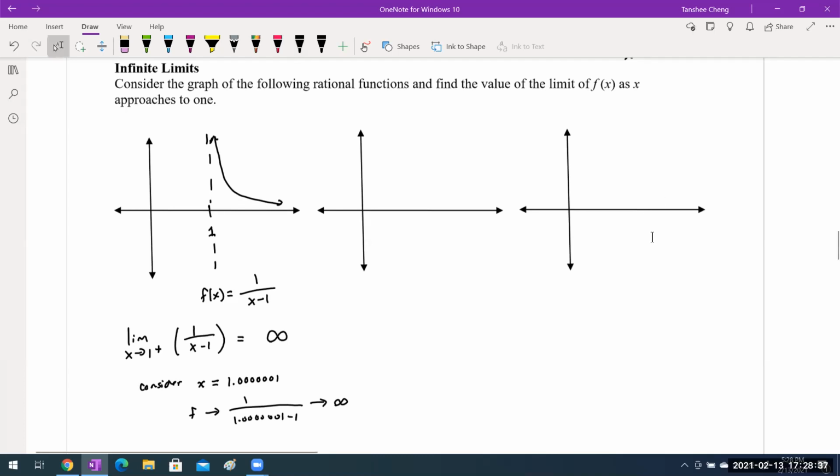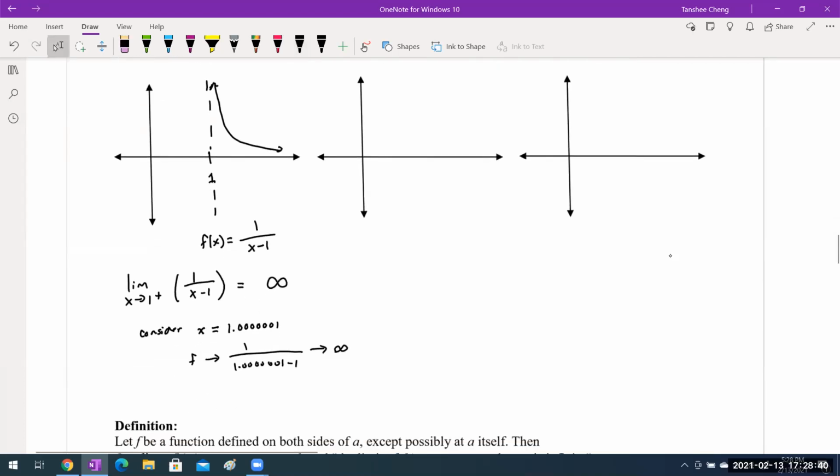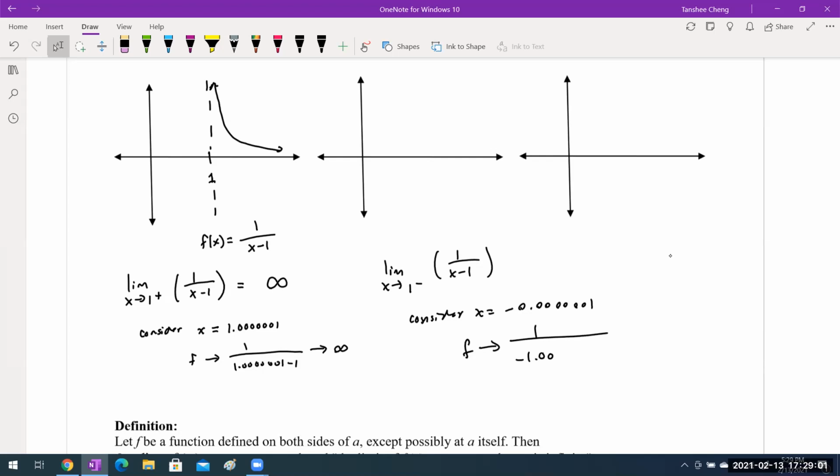And the same idea if I talk about the limit as x approaches 1 from the left-hand side of this function, then we are basically considering an x value that is... oh, wait, my bad, I made a mistake right here. Approaching 1 from the left-hand side will be 0.999999, like this, right?